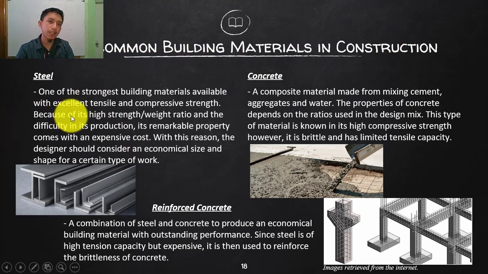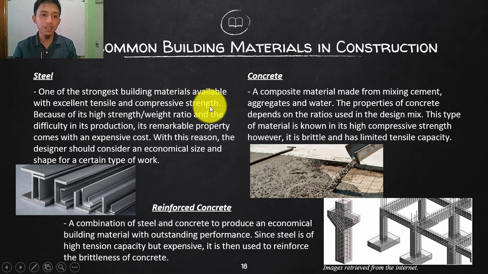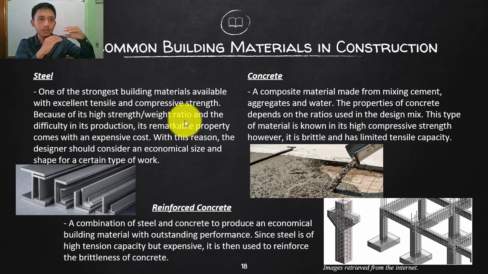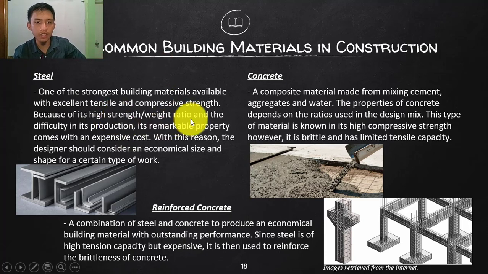So first is the steel. Okay, steel is one of the strongest building materials available with excellent tensile and compressive strength. So we know that steel is very, very strong in tension and compression, because of its high strength to weight ratio. If you say strength to weight, it is the weight in relationship to its strength. Even if there is not that much steel, the strength is already remarkable, or the strength is strong even if there is not much steel. So that is the meaning of high strength to weight ratio.